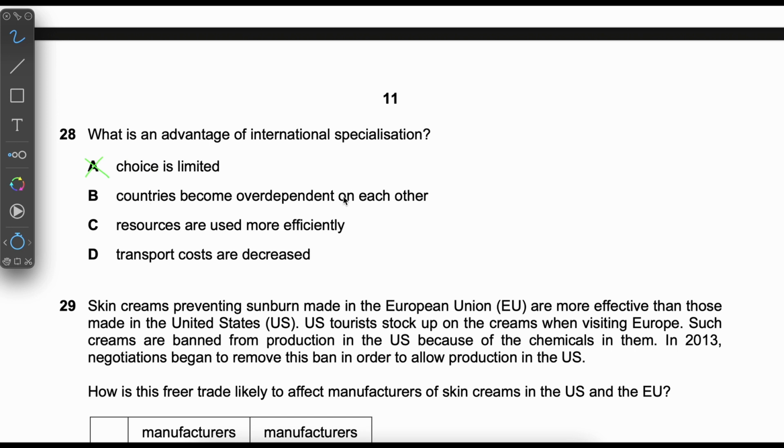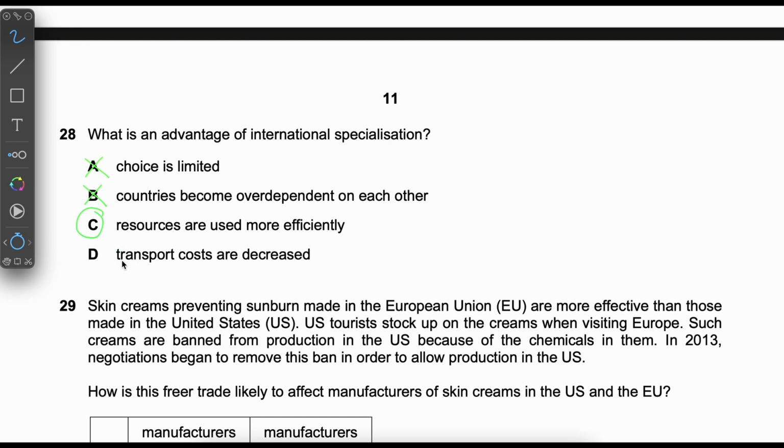Countries become over-dependent on each other. Over-dependence is, again, a disadvantage generally. So that's not true. Resources are used more efficiently. This is true. If you specialize, you use your resources more efficiently. Okay, you are better at doing your job and using every factor of production more efficiently. So that is an advantage of international specialization.